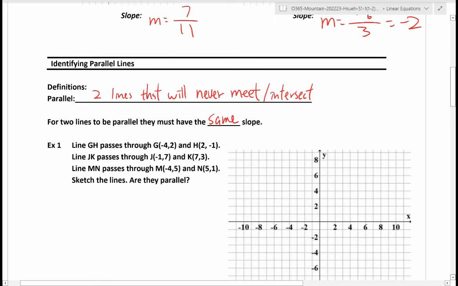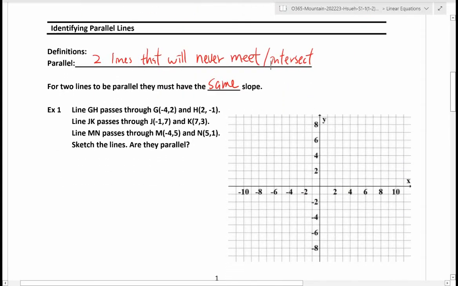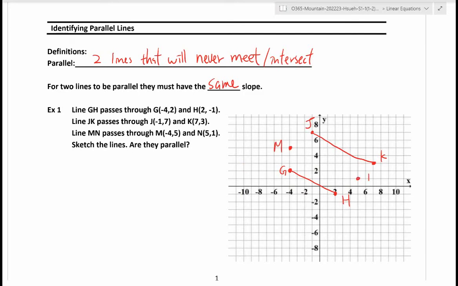We have line GH. It goes through negative 4 and 2. So negative 4 and 2 is here. Here's G. H is 2 and negative 1. So that's right here. Here's H. Here's my first line. Here's the second line, negative 1 and 7. Negative 1 and 7 is here. 7 and 3 is right here. So this is J. And there's K. Finally, M and N, negative 4 and 5. Negative 4 and 5, here's M. N is 5 and 1, so that's here.